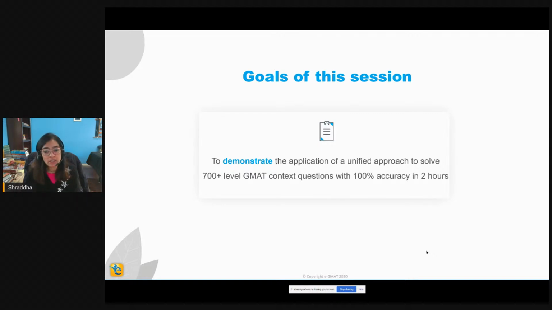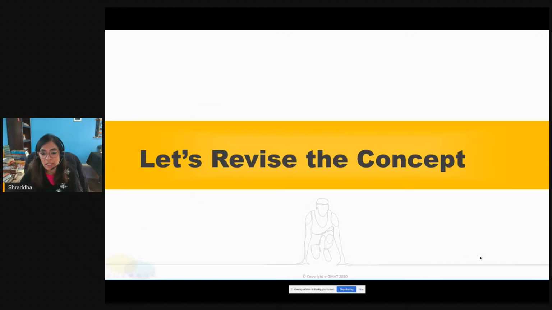Then whether it is a modifiers question or a parallelism question or any sort of question, if you have that approach in place, you can solve any question. And we will demonstrate the same today in this session, where we will solve 4 700 plus level questions, and we will do so in less than 2 minutes.